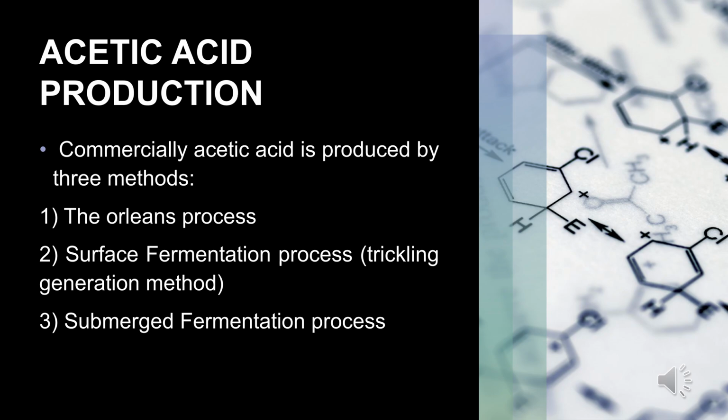Acetic acid production. Commercially, acetic acid is produced by these three methods. First, the Orleans method. Acetic acid bacteria grow slowly as a film over the surface of still liquid. Second, surface fermentation process. Third, submerged fermentation process. Nutrient concentration used in submerged fermentation is generally 5 times greater than in the surface fermentation process.